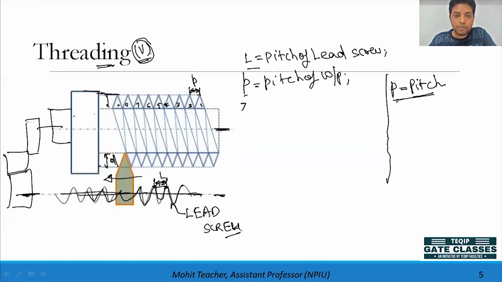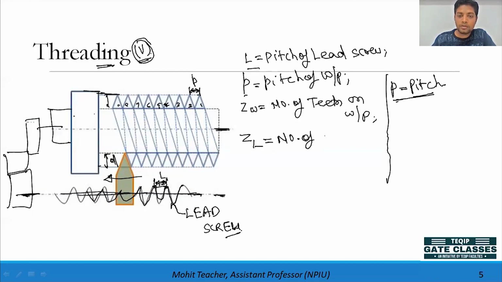So here we are assuming that ZW is the number of teeth on the workpiece, okay, and ZL is the number of teeth on the lead screw, okay. So this will be your second point. Next is the RPM.